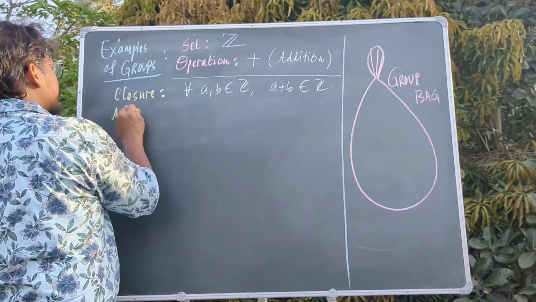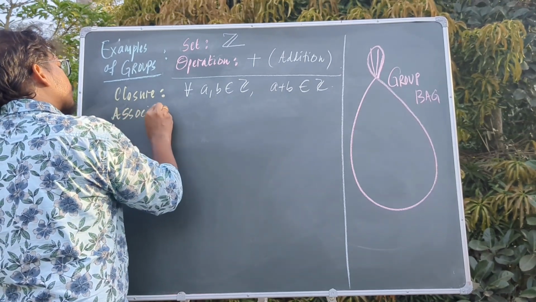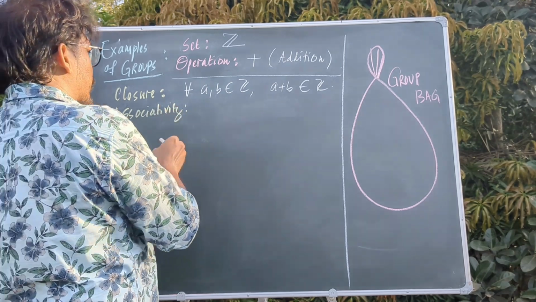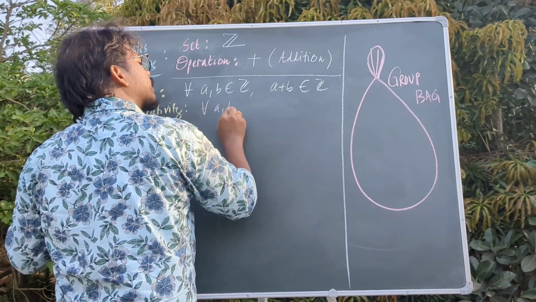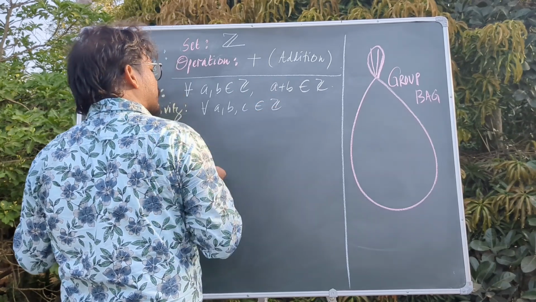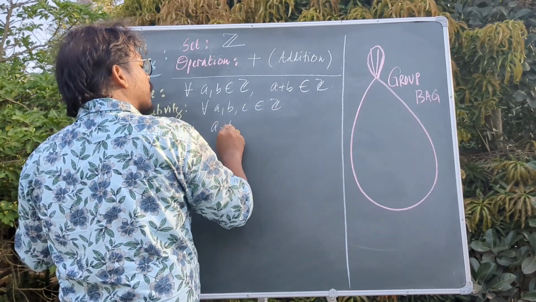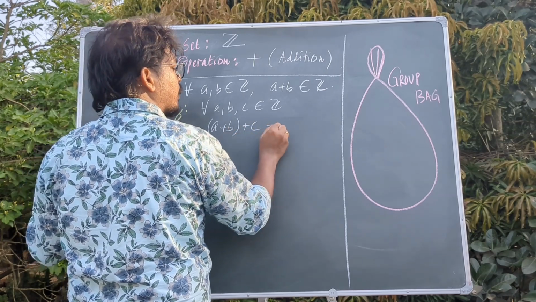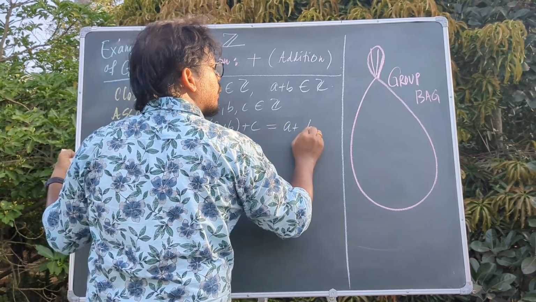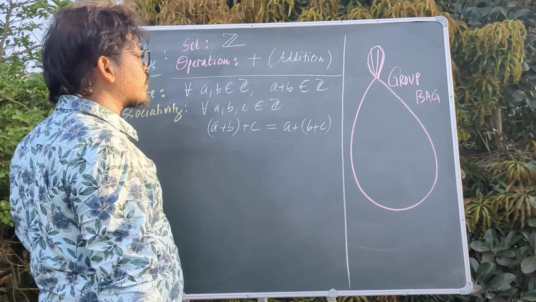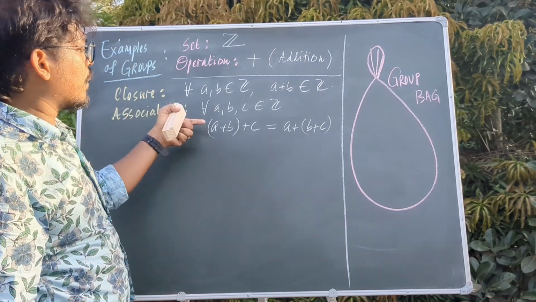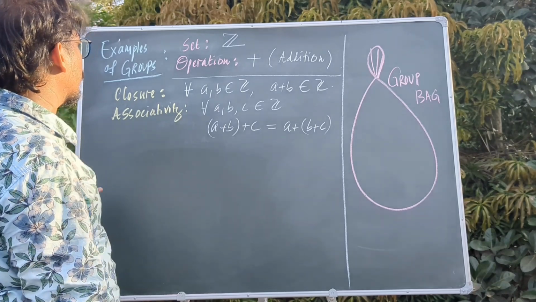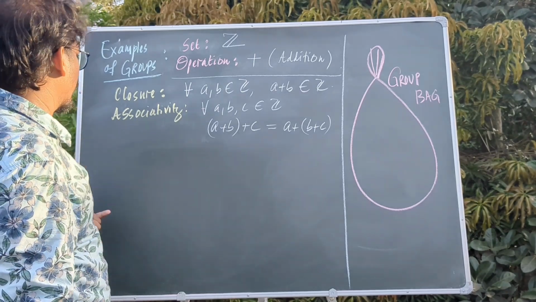Next one is associativity. For any three elements A, B, C in the set of integers, A plus B plus C in brackets is the same as keeping A and adding B and C first, then with A. And this associativity property is satisfied in the set of integers under the operation addition, therefore associativity holds.